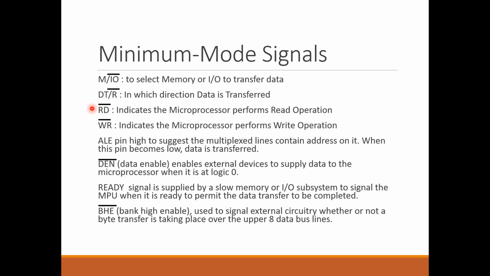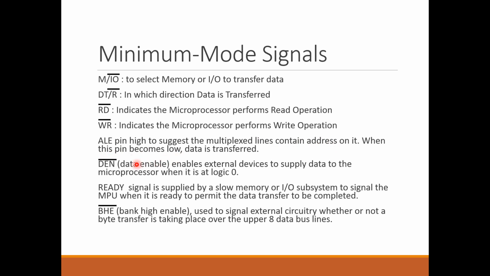Read. This pin indicates that the microprocessor is performing a read operation. This one, the microprocessor performs a write operation. And ALE, address latch enable. Through this pin we can know whether the buses of the microprocessor are used as the address bus or the data bus. When it is 1, address latch enabled, that means the lines or the buses of the microprocessor contain an address. When it becomes 0, the data are on those multiplexed bidirectional buses.